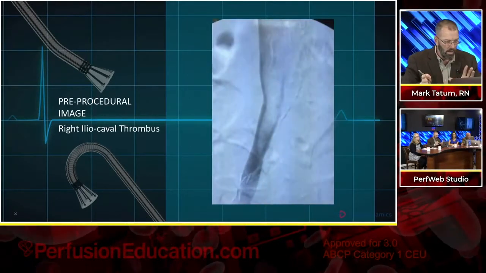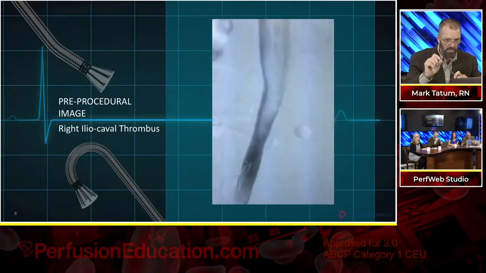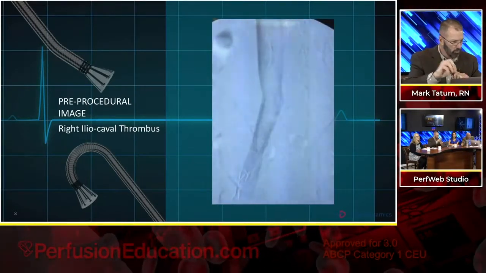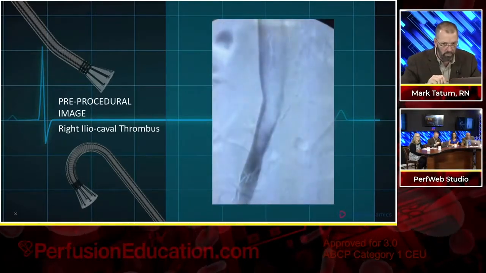And then the area, I'm without a pointer, but I think pretty much everybody's going to be able to determine the area that is not smooth and clean and normal filling with contrast, and that would be the area of clot that we're looking at in this patient.